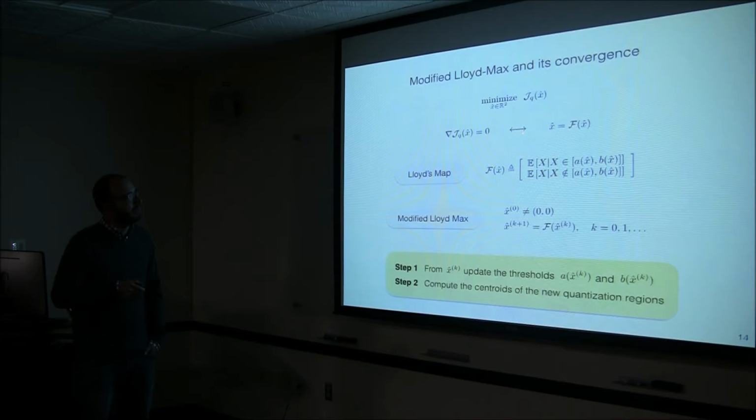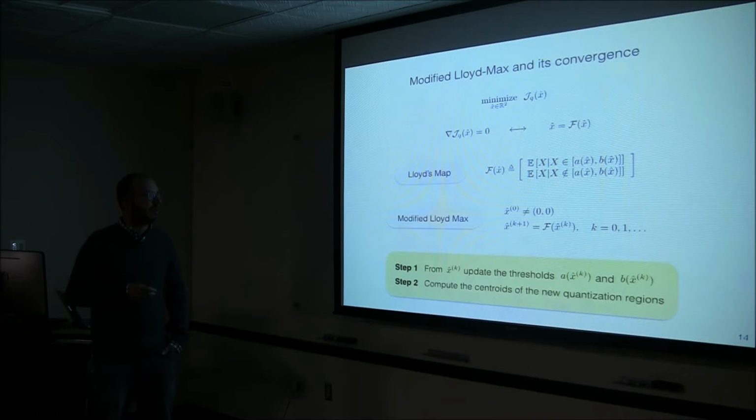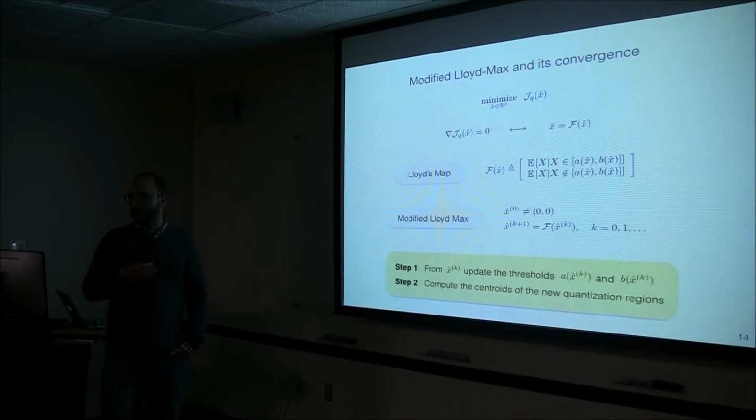Now this condition can be compactly written as the following fixed point equation. So the representation points are fixed points of this nonlinear map F, which we call the Lloyd's map. And this is given by this expression here. Now, the most naive way to find fixed points of a nonlinear map is to iteratively apply the map to some initial condition and observe its convergence.